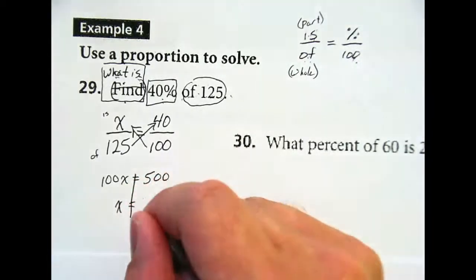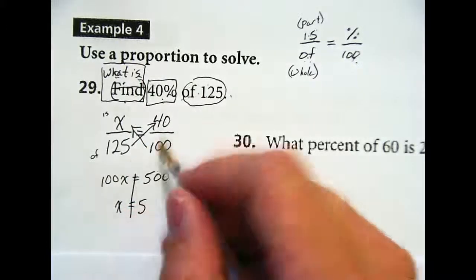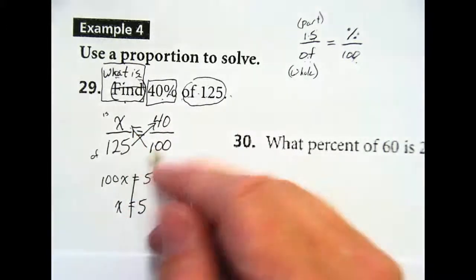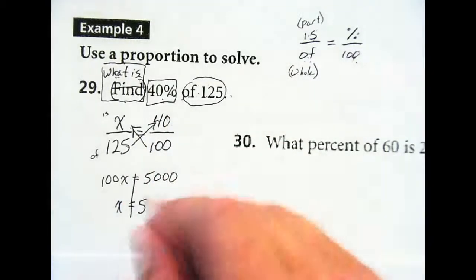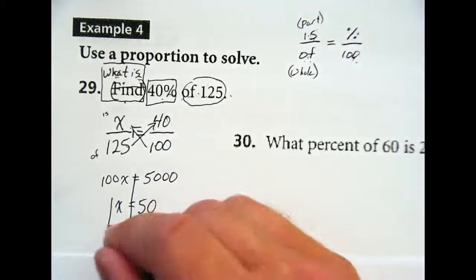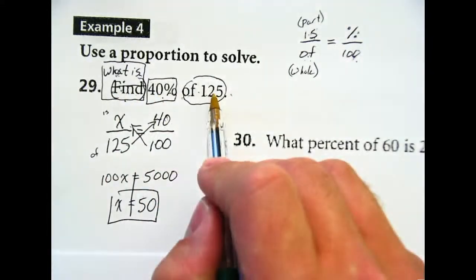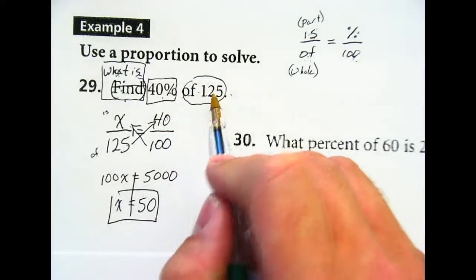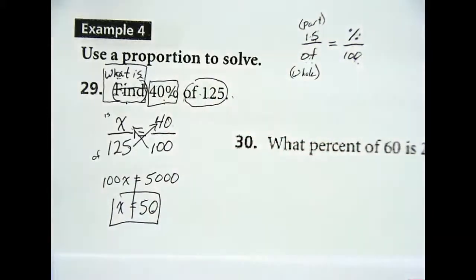X equals, is it 50? Oh, this is 5,000. I'm sorry. When I multiplied, I forgot to put the 0 back on. Yep, so it is 50. Good job. So when we look at it, 50 is 40% of 125. Well, 50% of 125 is about 60-ish, right? So 40% and 50, that sounds about right.